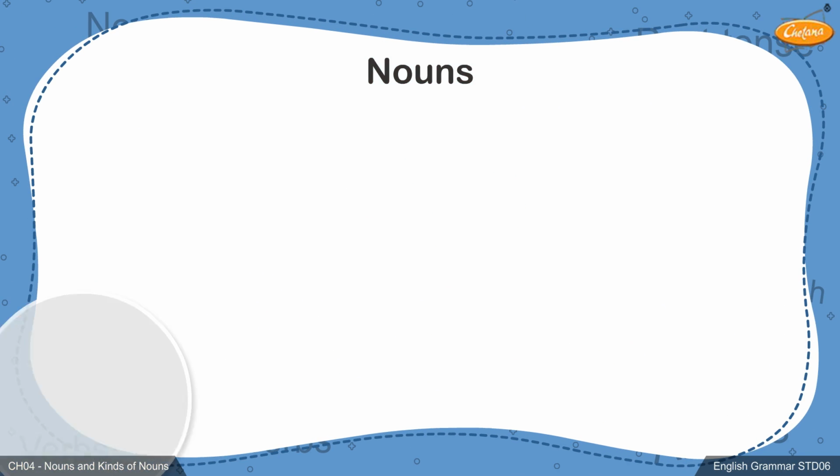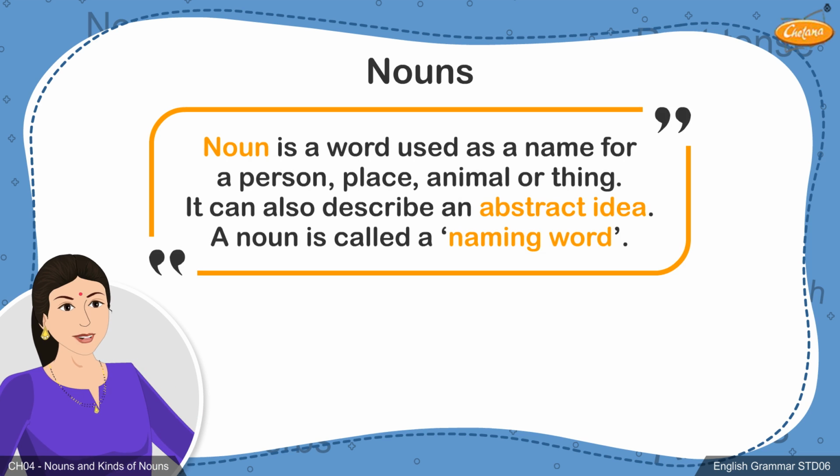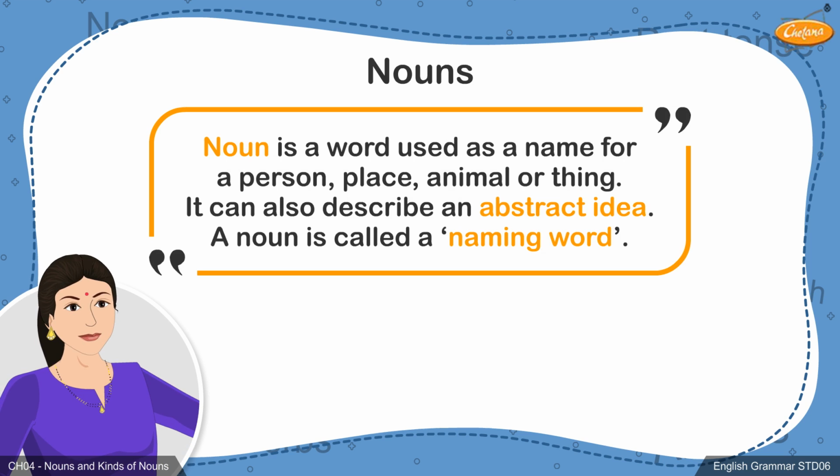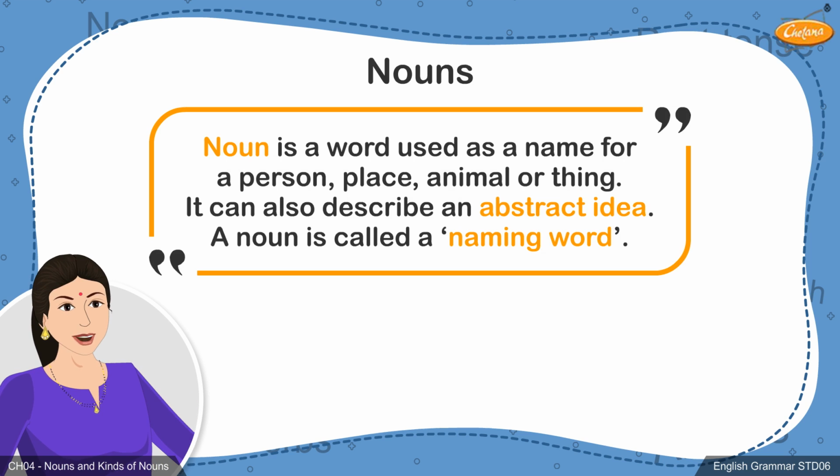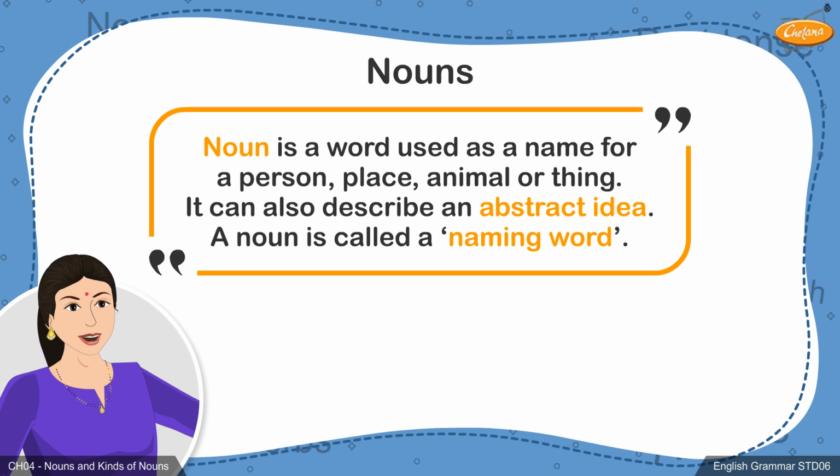Let's start. As you learned, a noun can be defined as a word used as a name for a person, place, animal or thing. It can also describe an abstract idea. A noun is called a naming word. Let's read the sentences given on the screen.